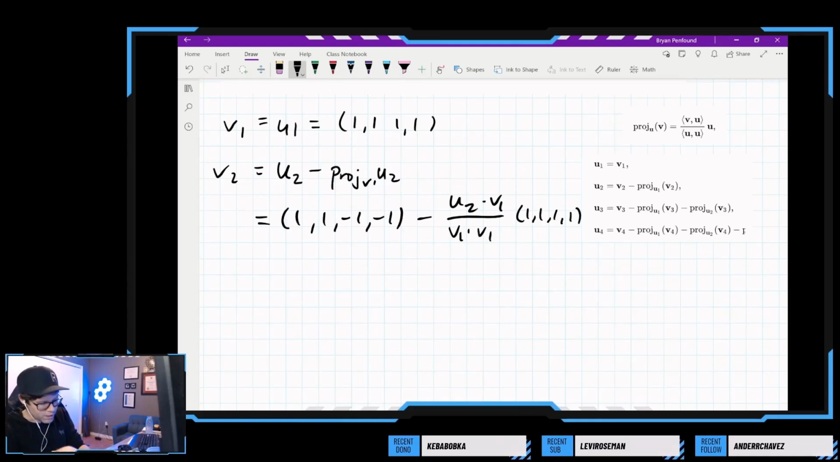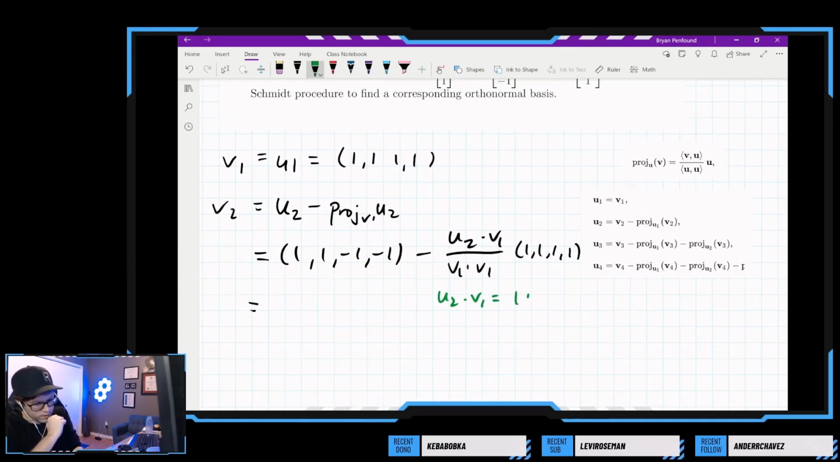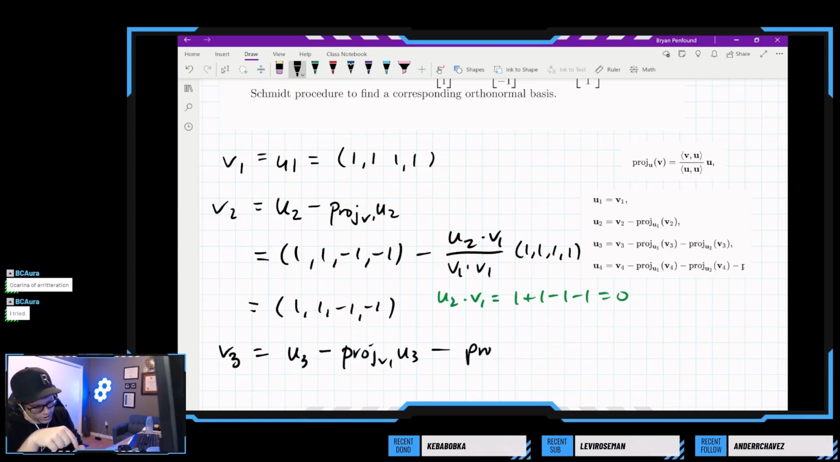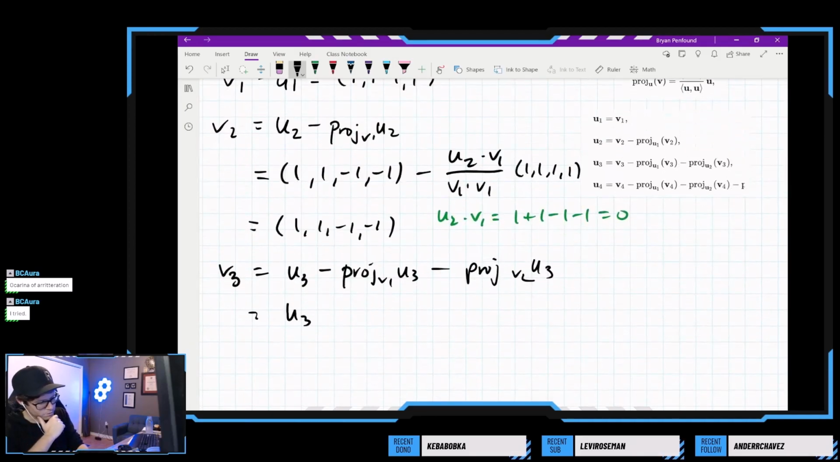So in the second one, that doesn't matter because we know that this dot product's going to come out to be 0. So we know that U2 dot V1 should be 1 plus 1 minus 1 minus 1, which is 0. So we know that V2 is just U2. But when I was calculating my third vector, which should be U3 minus 2 projections, so the projection of U3 on V1 minus the projection of U3 on V2. Let me write this out and we'll get caught up on chat. This is where I made my mistake.